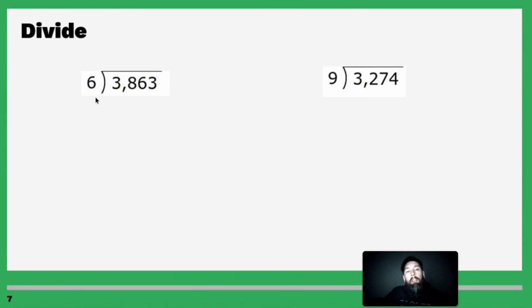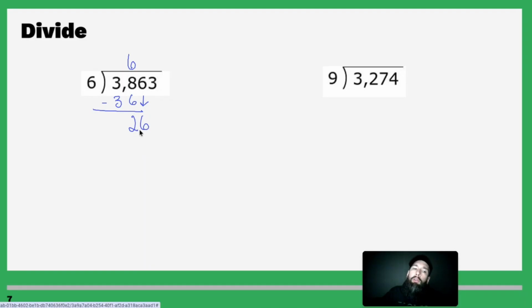Okay? 6 goes into 3, no times. 6 goes into 38, 6 times. 6 times 6 is 36. Subtract. 8 minus 6 is 2. 3 minus 3 is nothing. Drop down the 6.